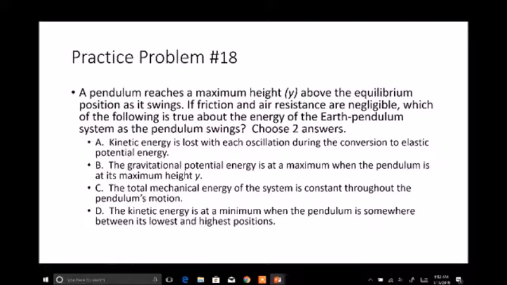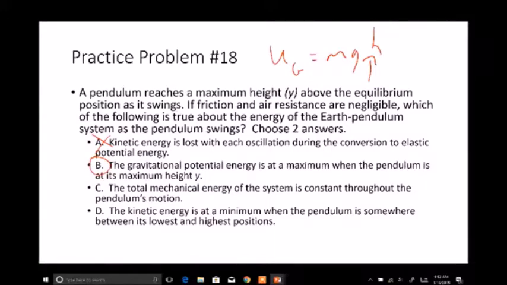Kinetic energy is lost with each oscillation during the conversion to elastic potential energy. The kinetic energy might be converted to elastic potential energy, but we'll get it back if mechanical energy is conserved. So answer A does not look like a valid choice to me. Answer B, the gravitational potential energy is at a maximum when the pendulum is at its maximum height. Well, remember that gravitational potential energy is equal to mgh, which means that it would be at a maximum when the height is at a maximum. So B looks like a good choice.